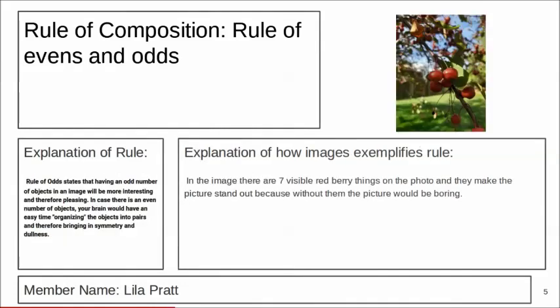Rule of evens and odds. Rule of odds states that having an odd number of objects in an image will be more interesting and therefore pleasing. In case there is an even number of objects, your brain would have an easy time organizing the objects into pairs and therefore bringing in symmetry and dullness. The explanation: in the image there are seven visible red berry things on the photo. They make the picture stand out because of the odds.